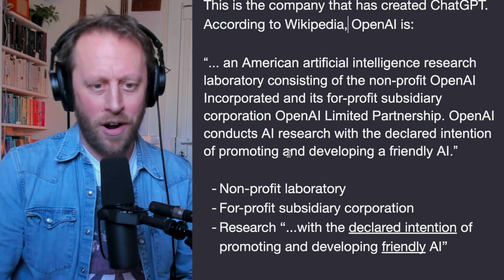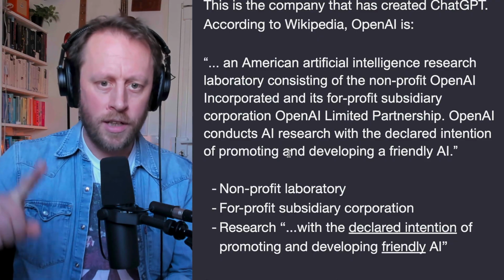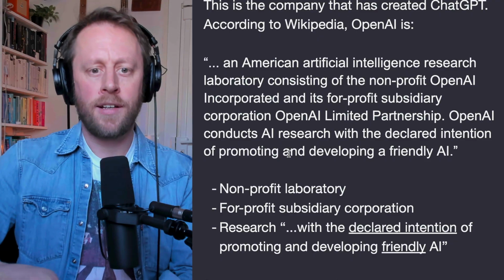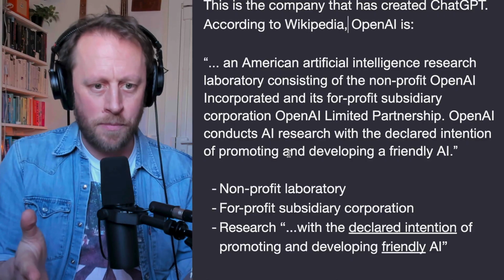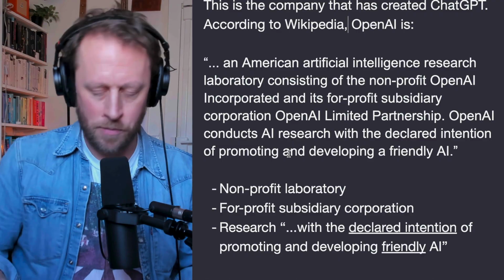Right, so let's just look at that paragraph a little bit. It's an artificial intelligence research laboratory, an American one, consisting of the non-profit OpenAI Incorporated and its for-profit subsidiary corporation OpenAI Limited Partnership. So it's a non-profit laboratory, and then that has a daughter company, a subsidiary company, which is for-profit. Okay, and that's the OpenAI Limited Partnership. So it seems that the larger company is there for research and development purposes, and the subsidiary company is there to make money from this. Okay.